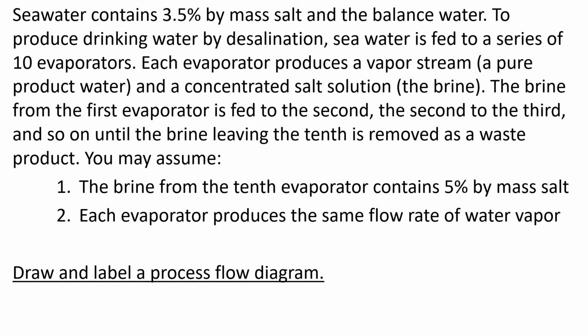Commonly, this is sent back to the ocean, although there are environmental concerns associated with how you treat this brine, and there's work underway to try to minimize the amount of brine that's produced, or in many cases try to eliminate it. To work this problem, you can assume that the brine from the 10th evaporator contains 5% by mass salt, and that each evaporator produces the same flow rate of water vapor.